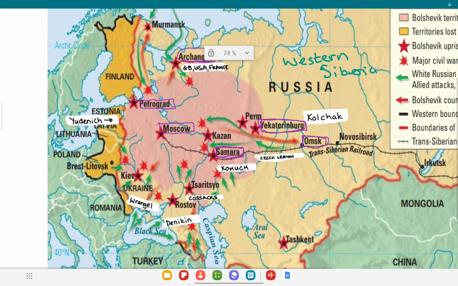Okay, so that's the geography of the Russian Civil War. Remember, you don't really need to know the details of what happened during the Civil War, other than why the Bolsheviks won, but it is good to be able to talk about Archangel, talk about Ekaterinburg, Samara, Kolchak, Wrangel, Denikin, and sort of have an idea in your head where these things are, and drop them in every now and again to show the examiner that you know what you're talking about.